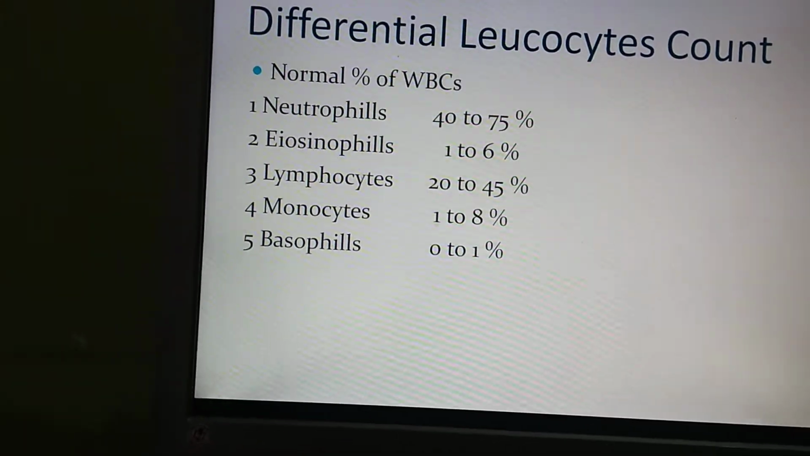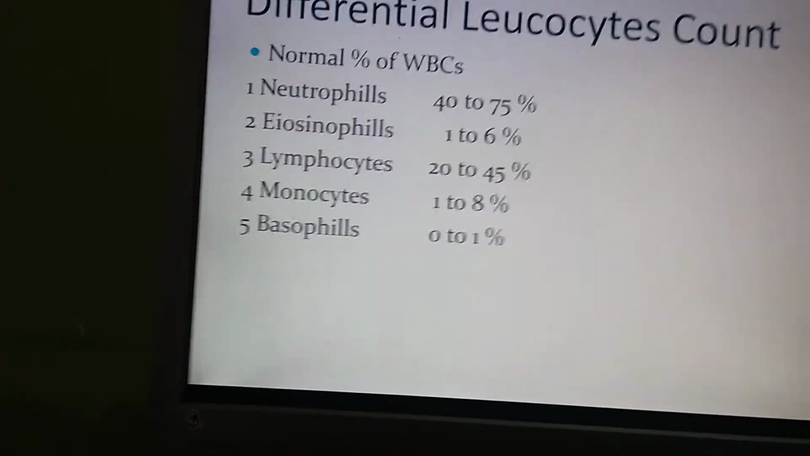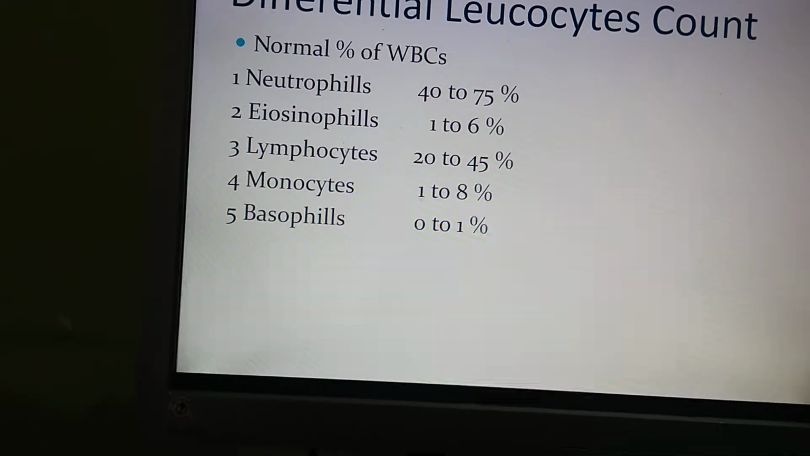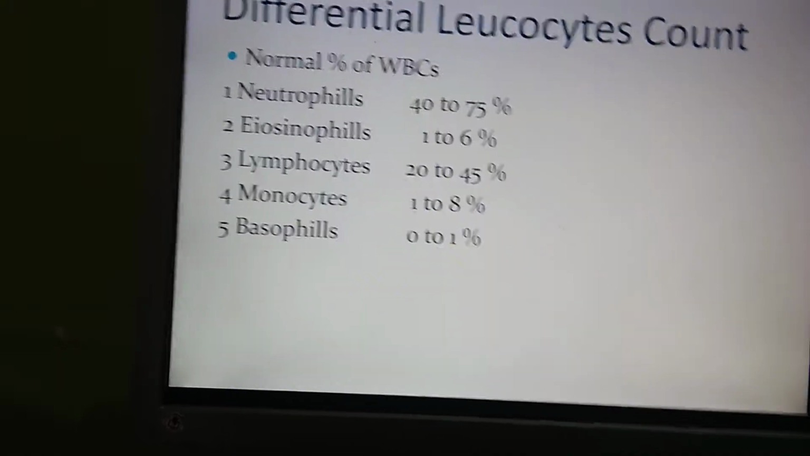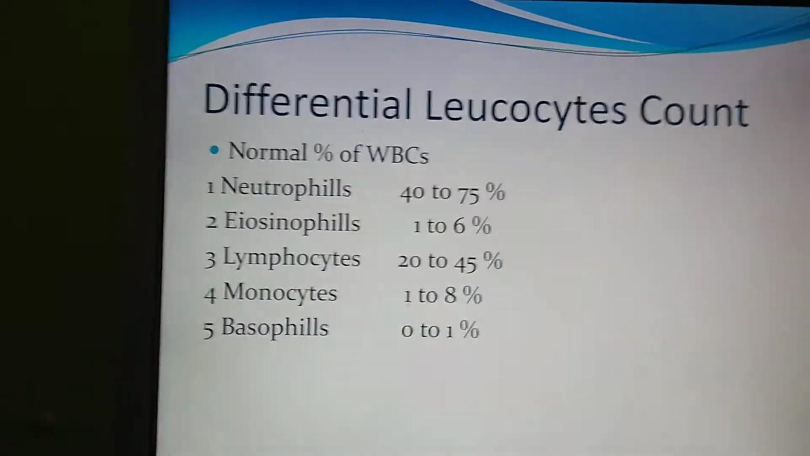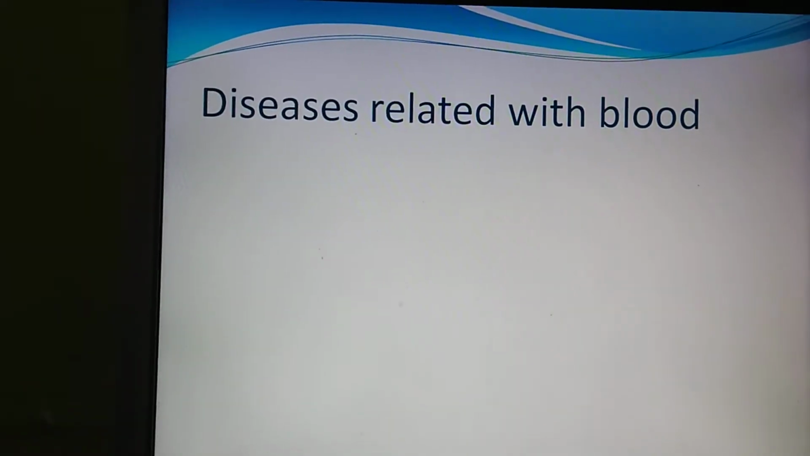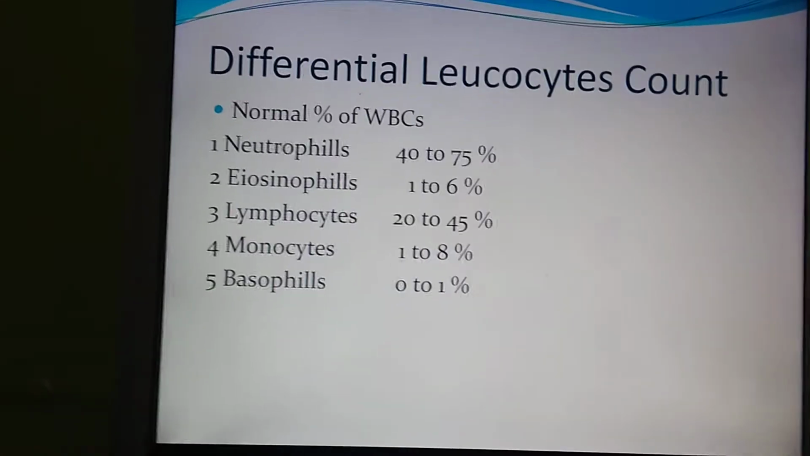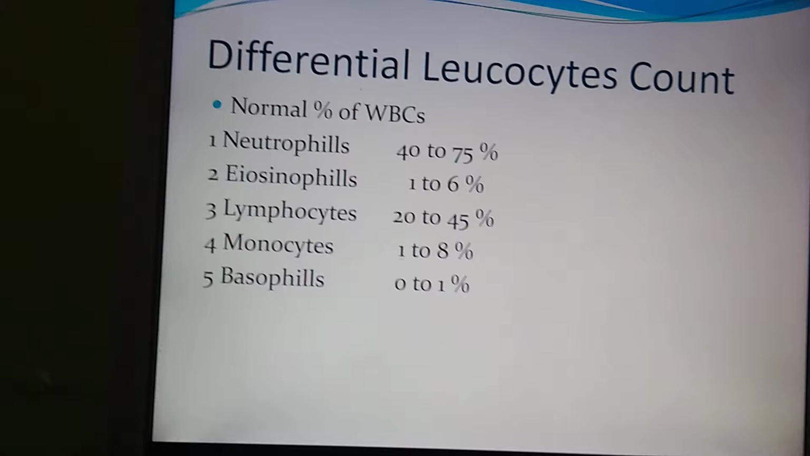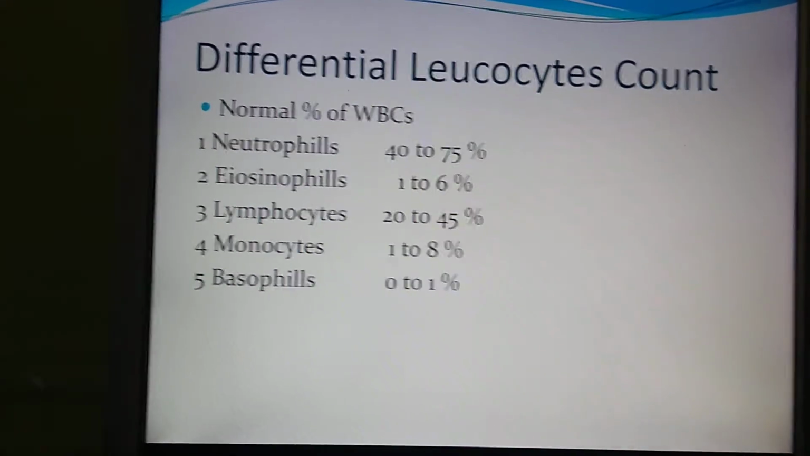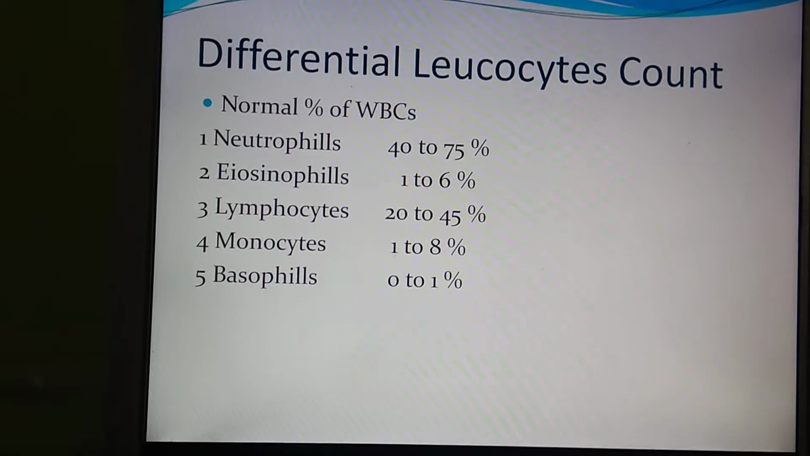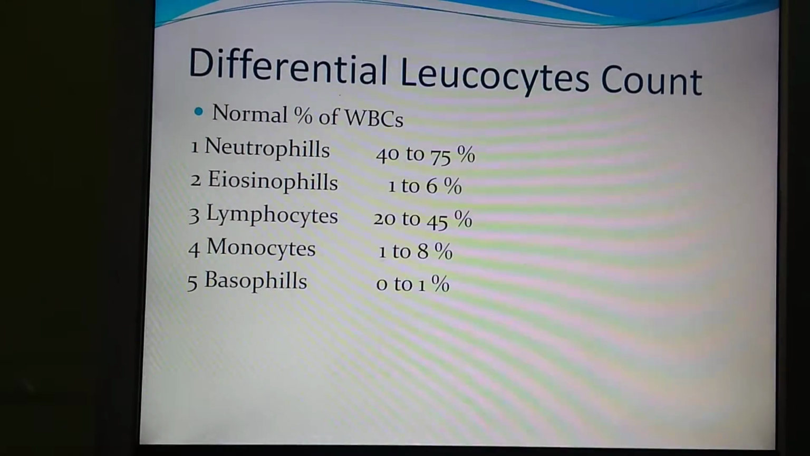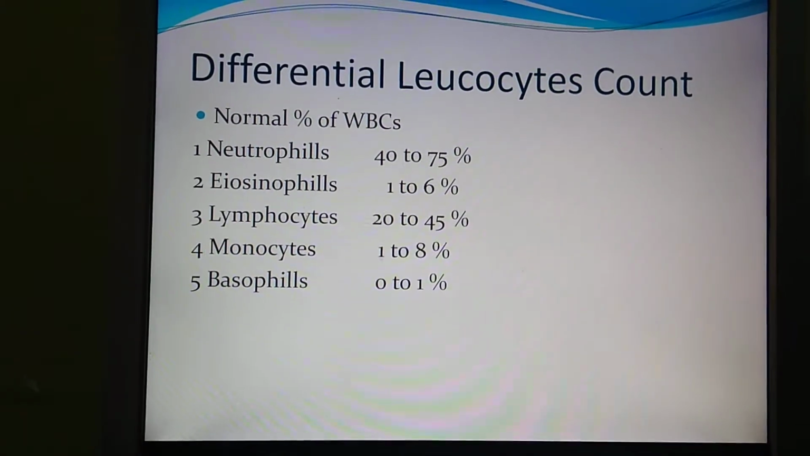Differential leukocyte count: neutrophils are 40 to 75, eosinophils are 1 to 6, lymphocytes are 20 to 45, monocytes are 1 to 8, basophils are 0 to 1. There are different references available regarding this, but when a count is increased, for example, if neutrophils are more than normal, it is called neutrophilia. If the percentage of neutrophils is decreased, then it is called neutropenia. This differential count is also useful for accurate diagnosis of the patient.